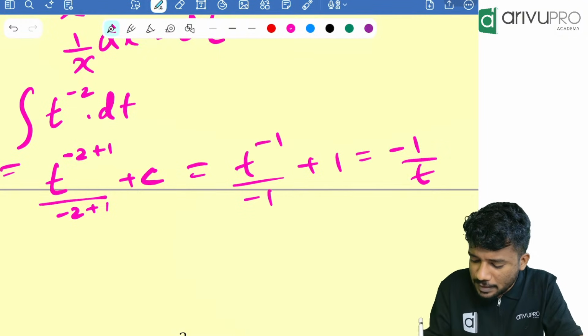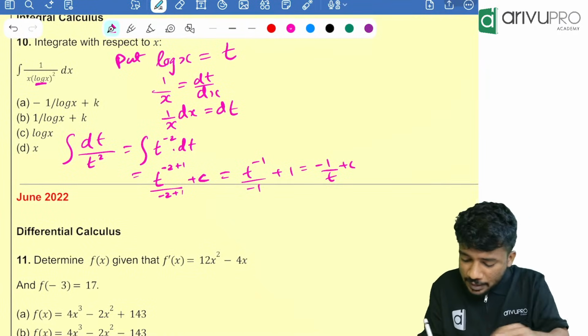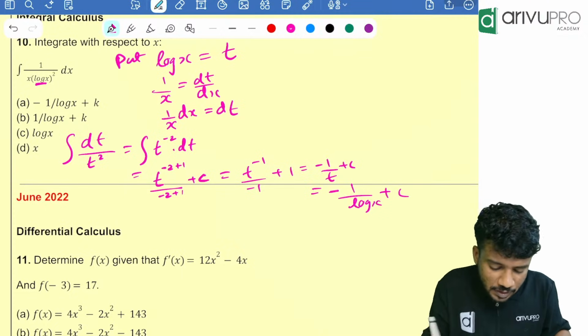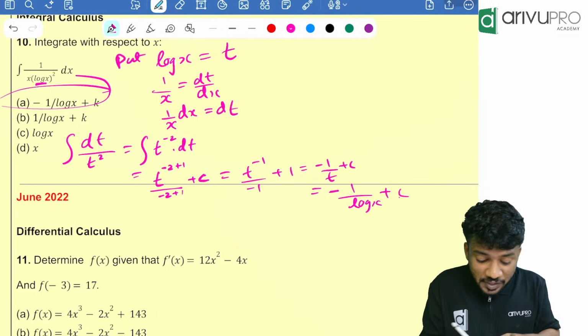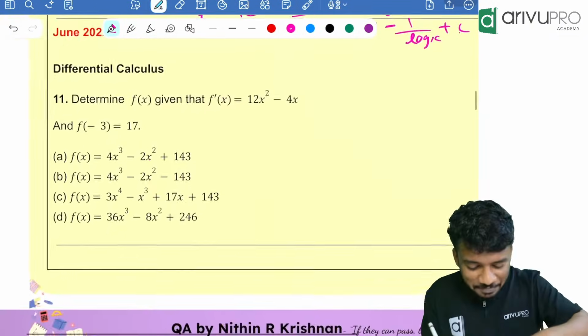Minus 1 by t plus c. Instead of t, you are going to put what? Log x. That is equal to minus 1 by log x plus c. Which option is the answer? Option A is the answer. You will say that c and k are not the same. Hey, c and k are constants only. Okay, option A is the answer.